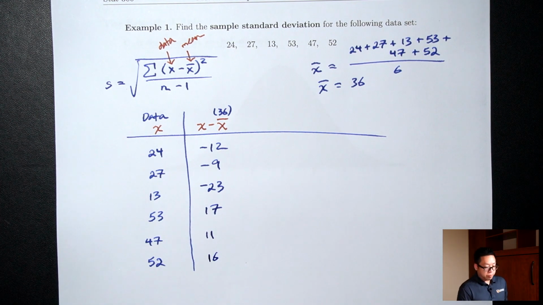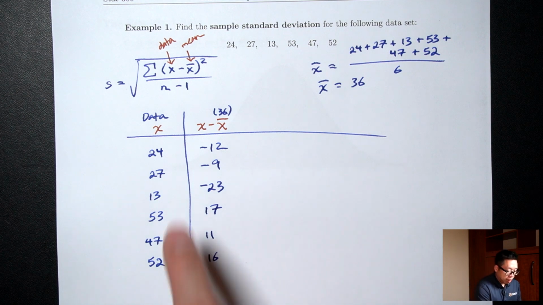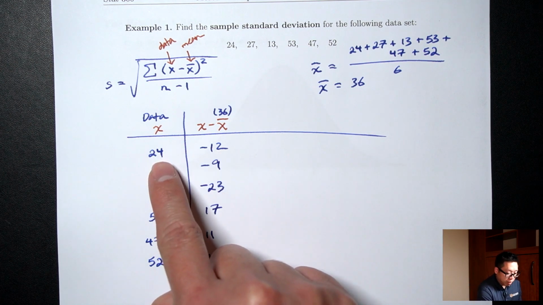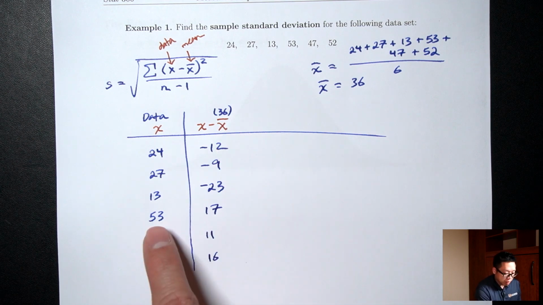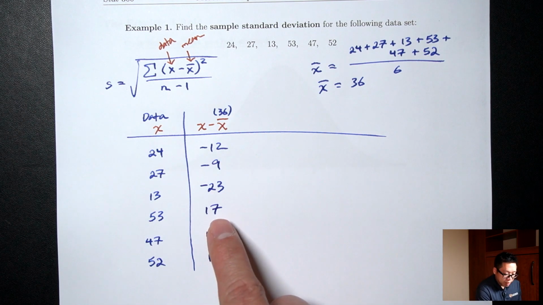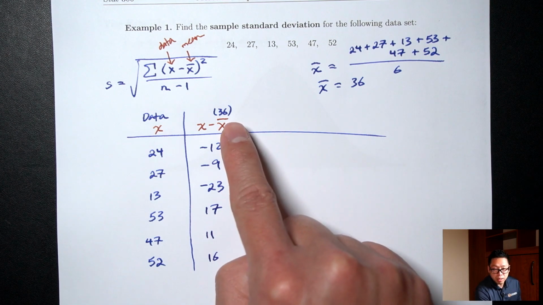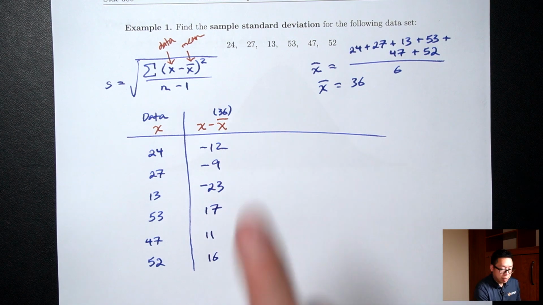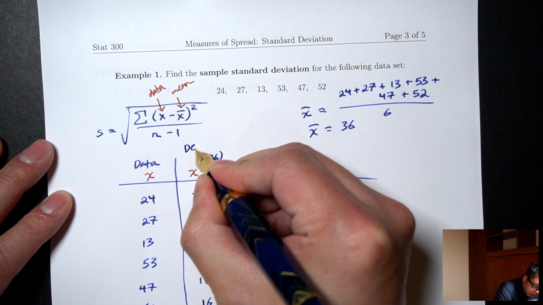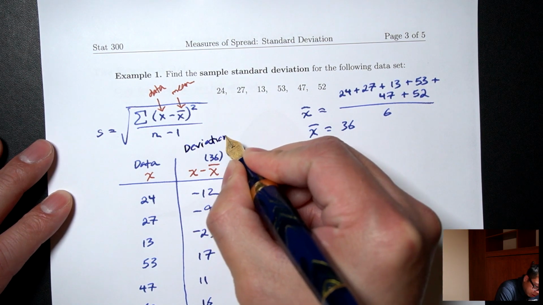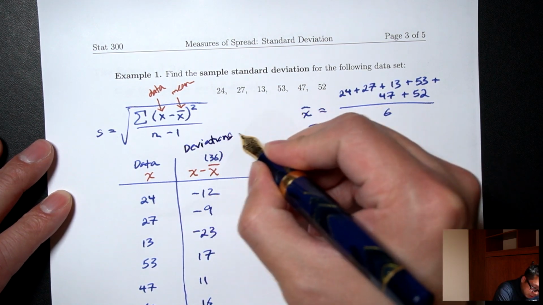So what are these numbers? We took our data, subtract 36. That's really just giving us the distance or the deviations, right? This negative 12 just means that 24 is 12 below 36. This 17 just means that 53 is 17 above the 36. So 17 above our mean. So this column here is exactly what we did on our first page, where we found the deviations. I'm going to say deviations from mean.